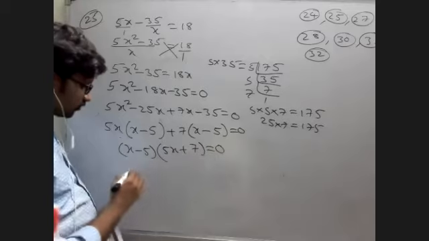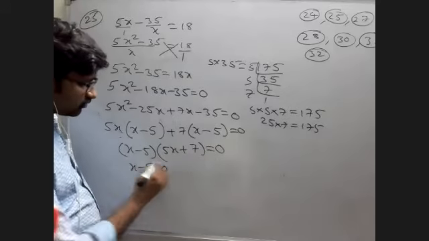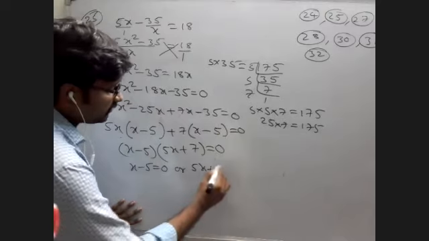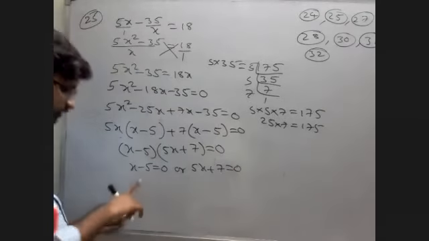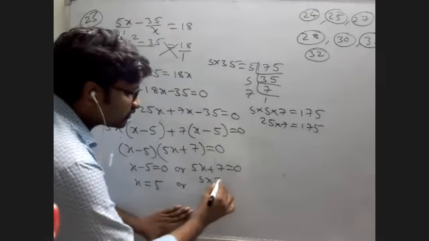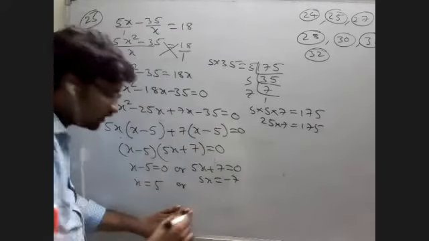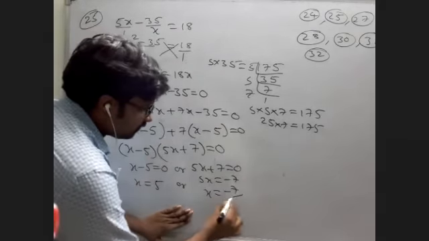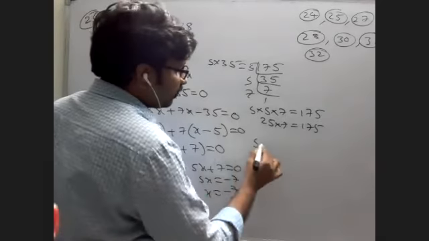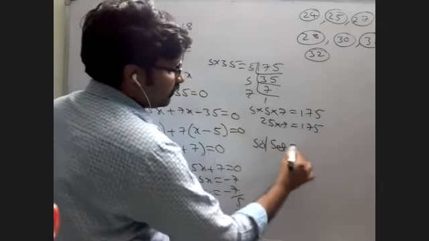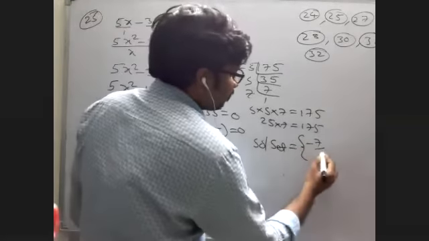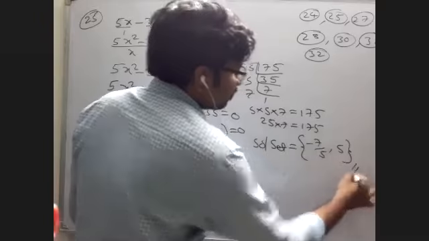Now zero product rule: x minus 5 is equal to 0, or 5x plus 7 is equal to 0. Then x is equal to 5, or 5x is equal to minus 7. You have to find x, na. So x is equal to minus 7 by 5 you will get. So this is one value, that is one more value. Therefore solution set is equal to minus 7 by 5 comma 5. So this is the answer.